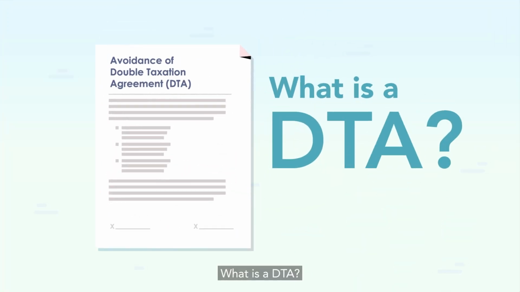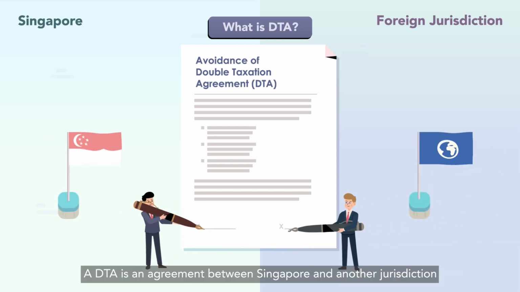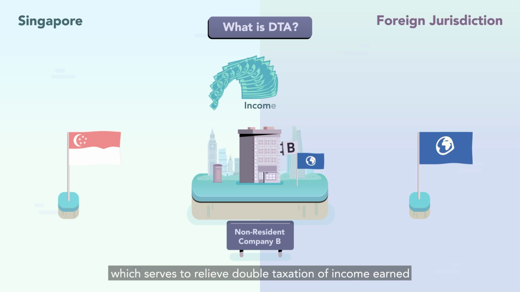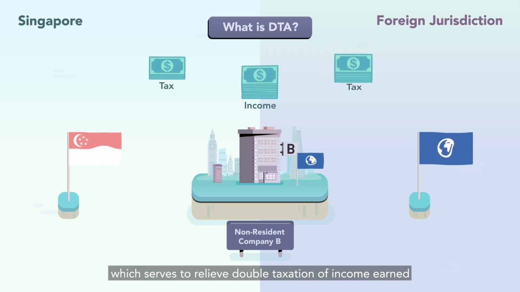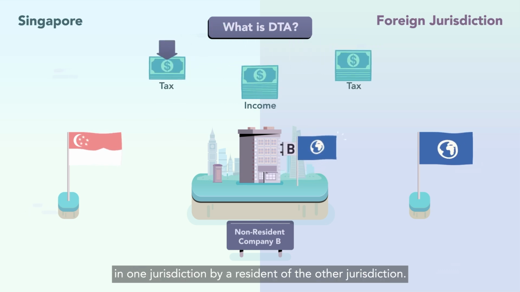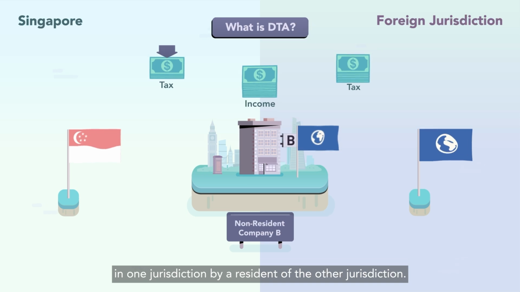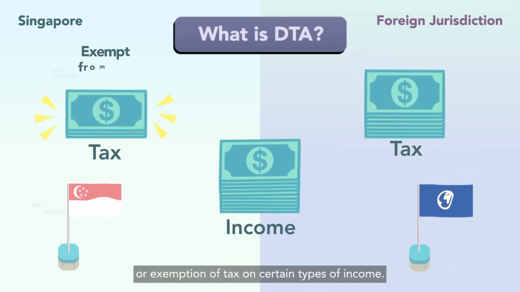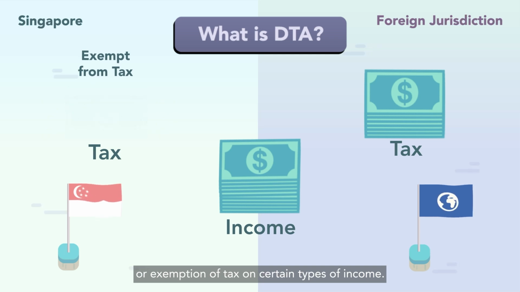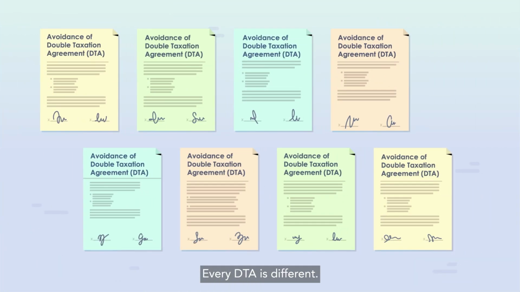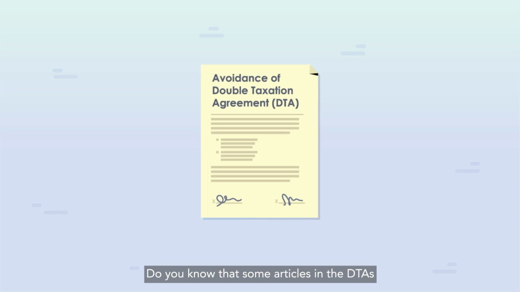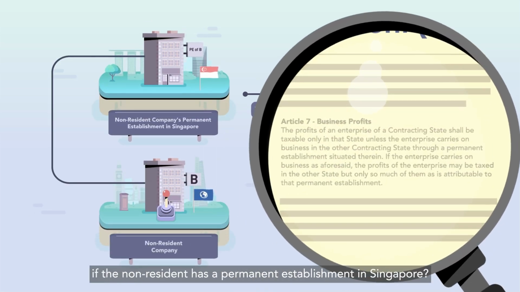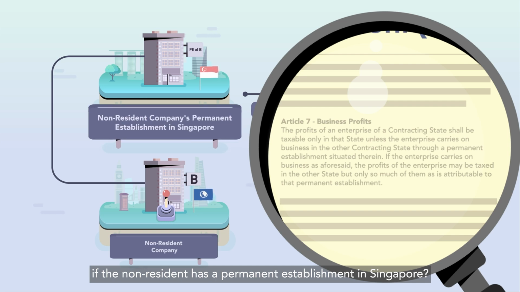What is a DTA? A DTA is an agreement between Singapore and another jurisdiction which serves to relieve double taxation of income earned in one jurisdiction by a resident of the other jurisdiction. The DTA also provides for a reduction or exemption of tax on certain types of income. Every DTA is different. Do you know that some articles in the DTAs may specify for a different withholding tax rate if the non-resident has a permanent establishment in Singapore?